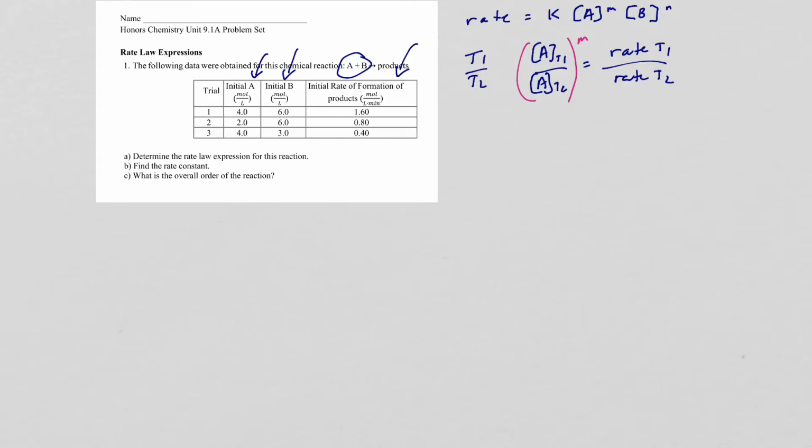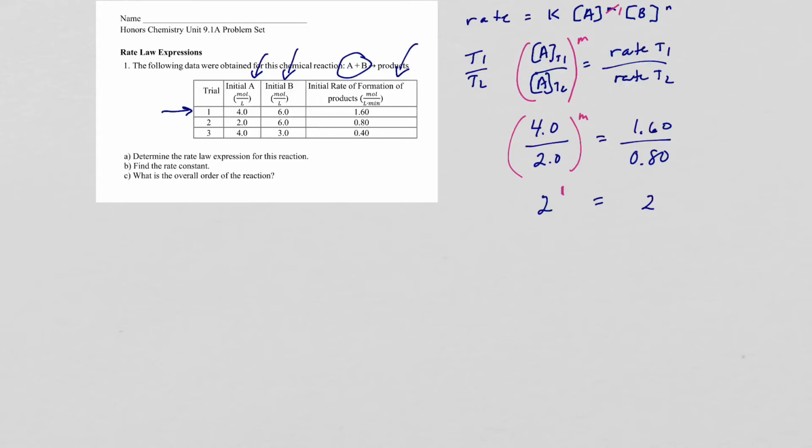Okay, so what we're going to do is plug in. We could use any of the 3 trials, but I always tend to use trial 1. So the concentration of A from trial 1 is 4.0. The concentration of A from trial 2 is 2.0. Remember that's what we're trying to find, the exponent M. Rate from trial 1 is 1.60. Rate from trial 2 is 0.80. We're just trying to find the mathematical relationship, so don't worry about units here. Simplifying, we have 2, and over here we have 2. So you can probably see that the exponential value of M has to be 1. So we're going to go ahead and change that M to a 1 up in the rate law expression.